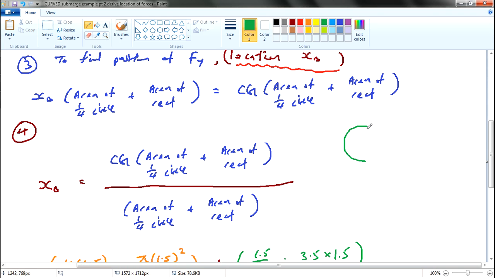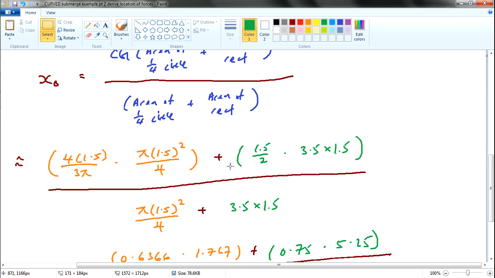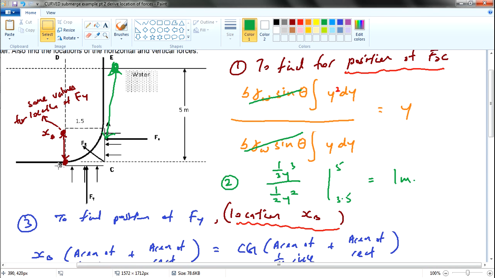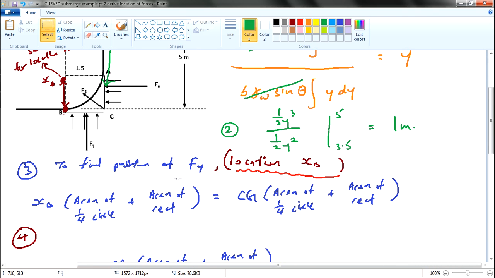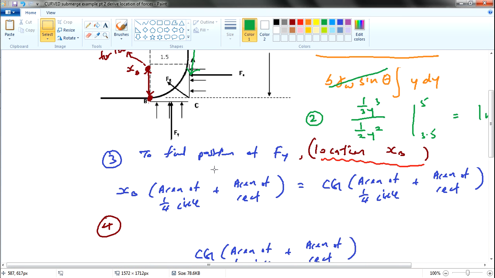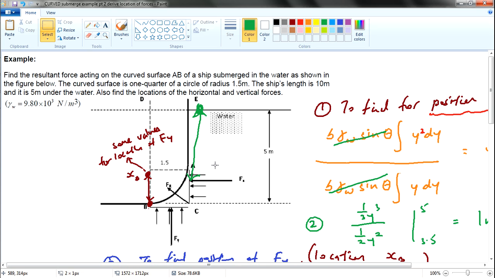Okay, in a much easier way, we're talking about a quarter circle and the rectangle. So we find the CG of this area, and then we find the CG of this rectangle, the area of the rectangle. So I hope you get what I mean. So you just sub in your values and you will get your position from B. Okay, the position from B. So I hope I didn't confuse you. Mainly the position of XB and the position of FX.